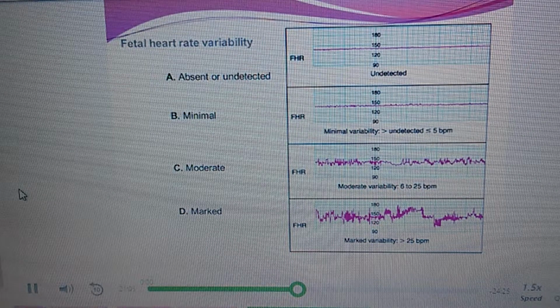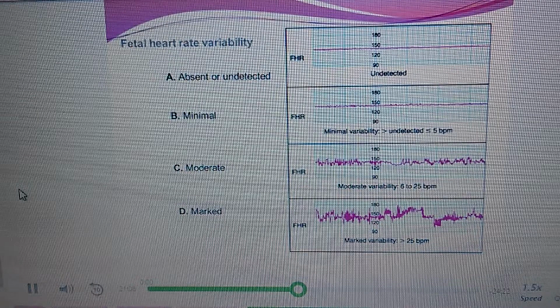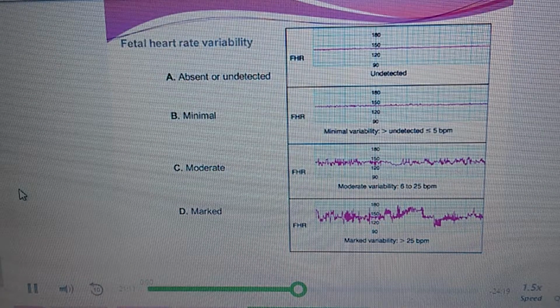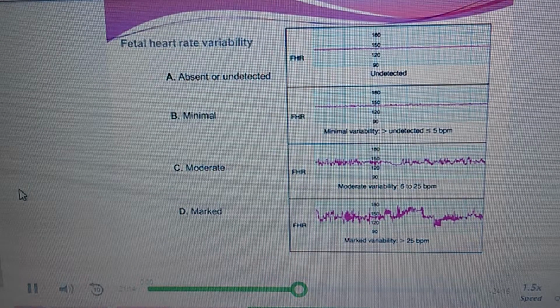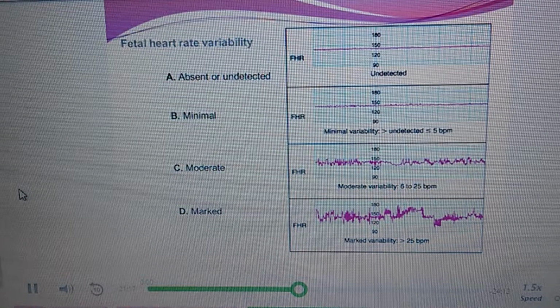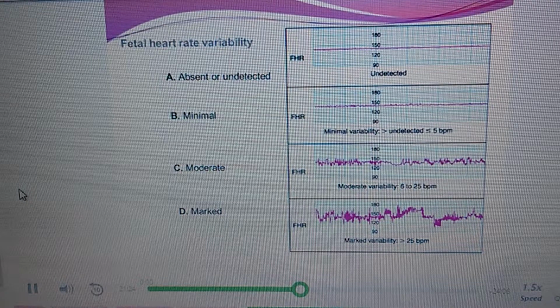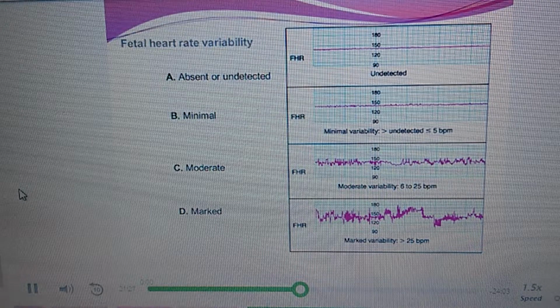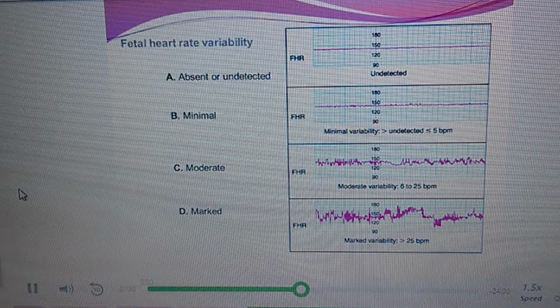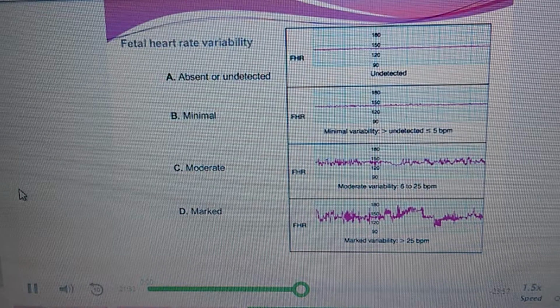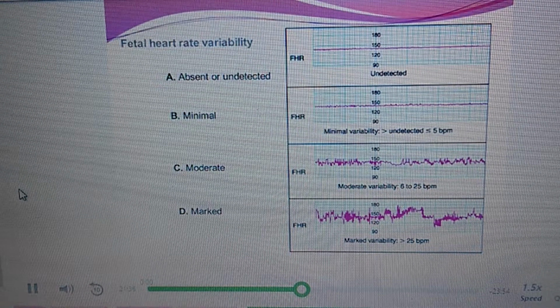Moderate, this is the area I talked about that represents a good variability. This tells me that my baby is tolerating labor well, central nervous system is intact, baby's oxygenating well, the placenta is working well with the uterus, and my baby is doing okay. You see the difference in the way the monitor is reading from the absent and the minimal. Lots of variation, lots of beat to beat. You see that up and down going very high, and that tells me my baby is good.